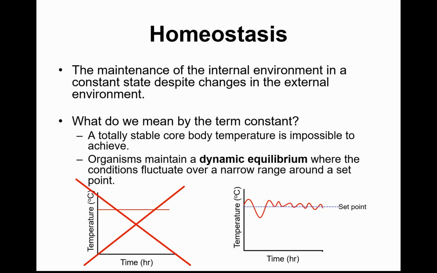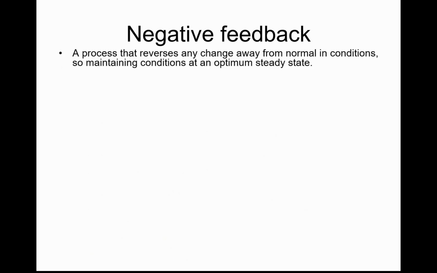So let's maybe make a few notes about those last couple of slides about different examples of stimuli and this idea of homeostasis. This is a really important definition. The constant internal environment despite changes in the external environment. Okay, so how is that brought about? Key thing is then we have this concept of negative feedback. And negative feedback is a process that reverses any change away from normal, so maintaining conditions at an optimum.